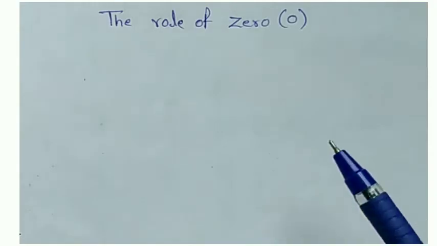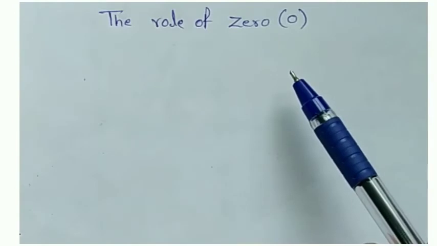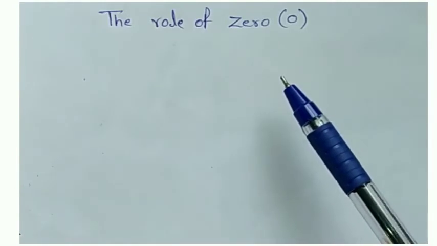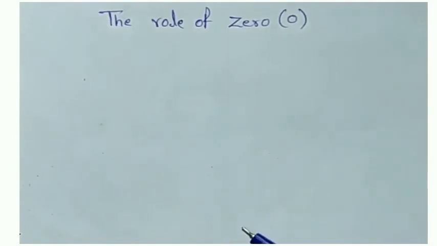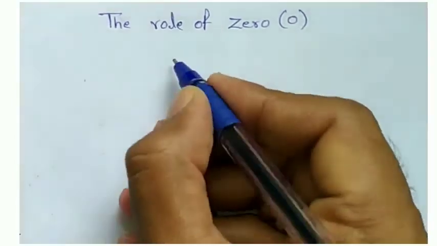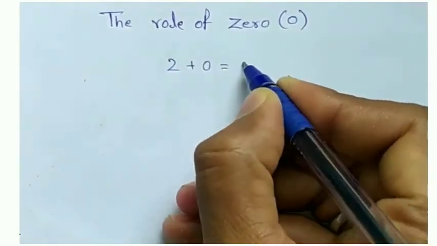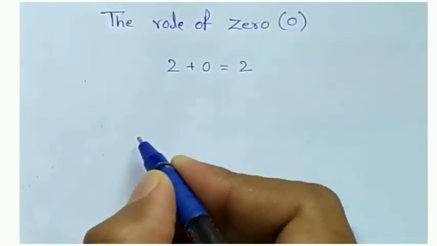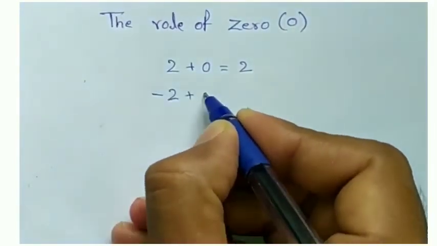Today we are going to discuss the role of 0. Here 0 we can call the identity for addition. How will it be the identity? Let's take any one whole number. If we add to the whole number 2 plus 0, what will you get here? Again 2 only. And you can take the integer minus 2 plus 0.